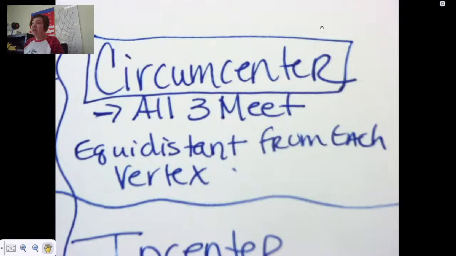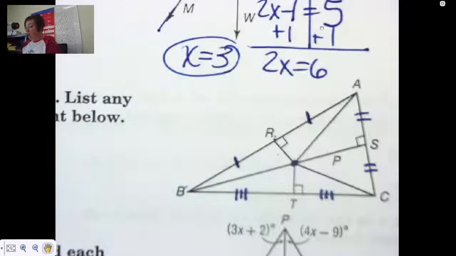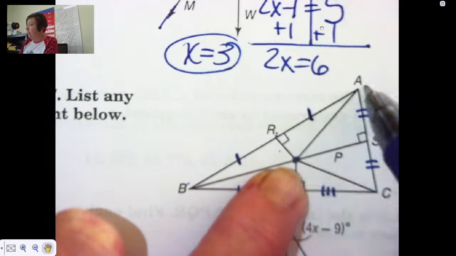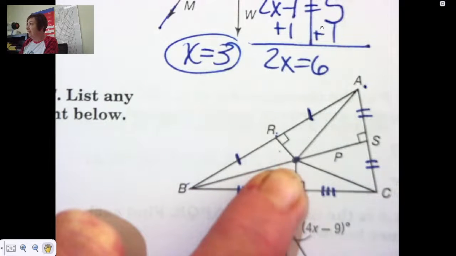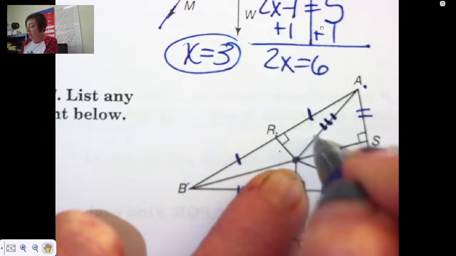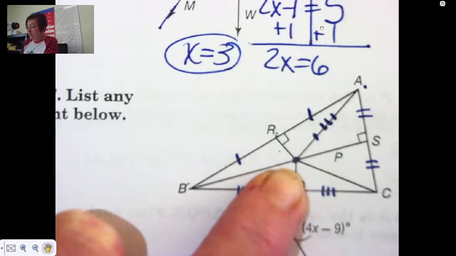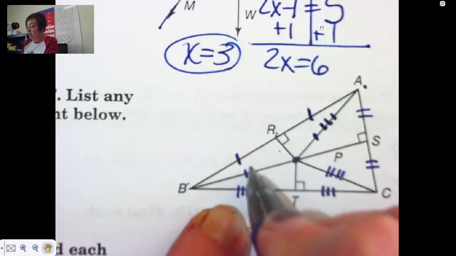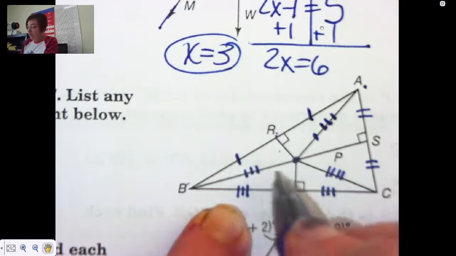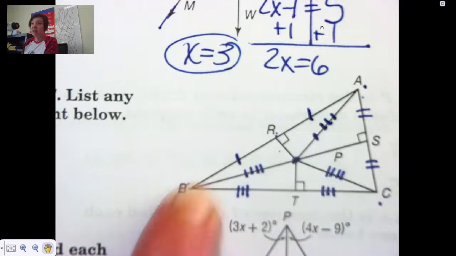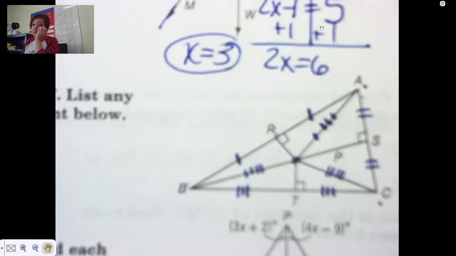They're equidistant from the vertex. So if we go to that circumcenter and we go to our vertex, you all right? Then we know this right here is congruent to this one, and that's congruent to that one, because that has to be the same distance to all the vertices. Y'all see what I'm saying?